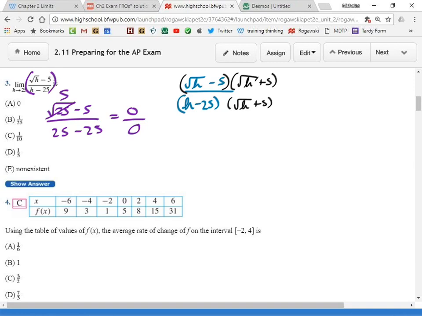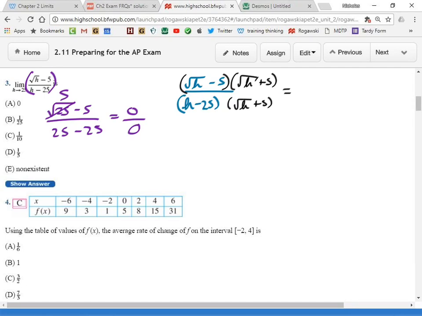But if this square root was over the whole thing, you wouldn't have to do the plus, the opposite sign thing. You would just multiply the top and the bottom by the square root of h minus 5, the same thing. But because the minus 5 is not inside the square root, we want to do the conjugate.